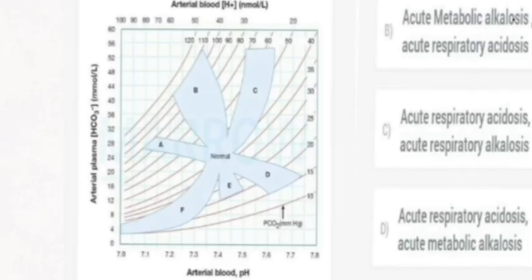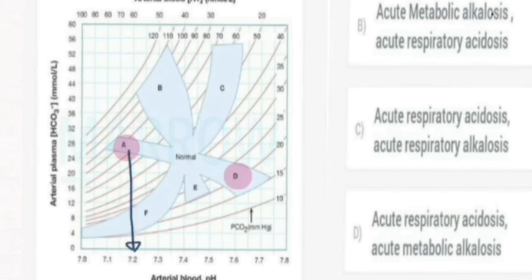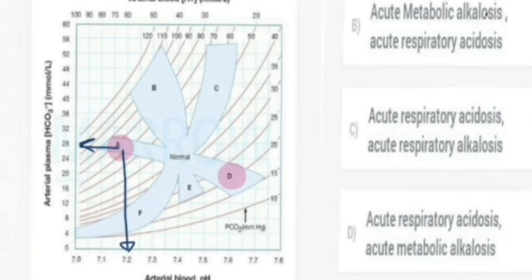In this question, they have given a graphic and we are supposed to identify points A and D. Point A is at 7.2, so pH is 7.2, which means acidosis. If we draw a horizontal line, it is pointing towards 28, which means more than 25. So HCO3 is going above 25 and pH is below 7.4, so both are in the opposite direction, which means respiratory. So till now we have understood that point A is respiratory acidosis.